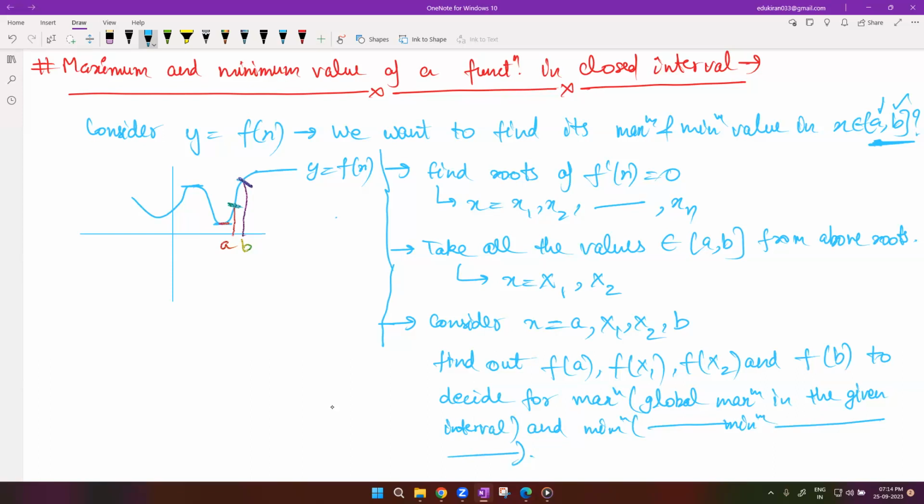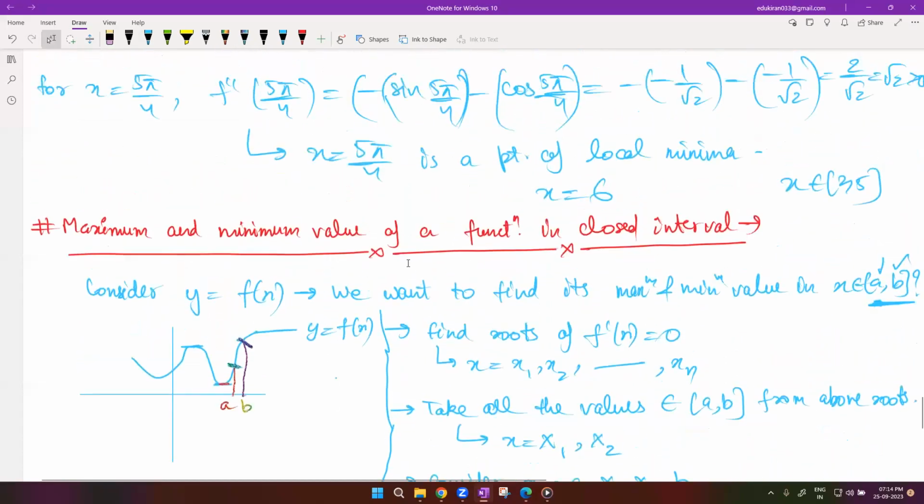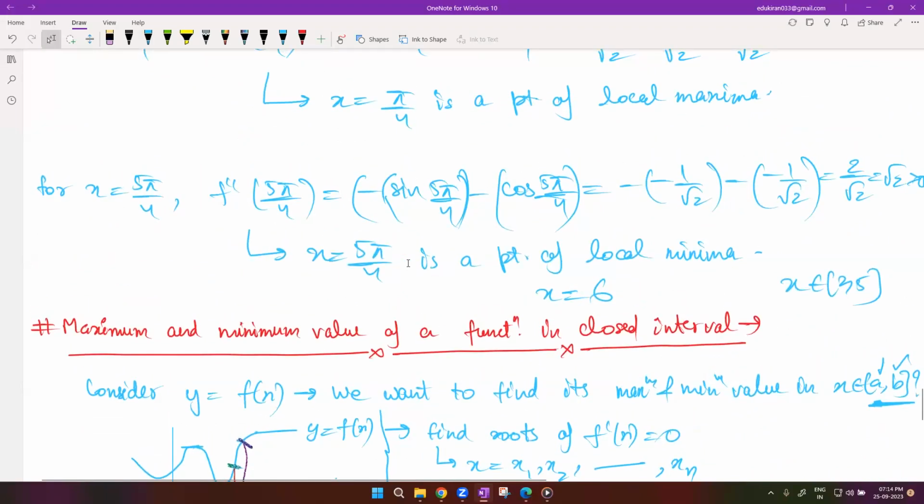So you take all the roots which lie between the interval and also the endpoints of the interval. Then you find out the value of the function at all these points, and you take the maximum value as whatever is the maximum out of all these. That will be the maximum value of f(x) in that interval, and whatever will be the minimum among all of these will be the minimum value in this interval. And that is exactly what we did in the last question.